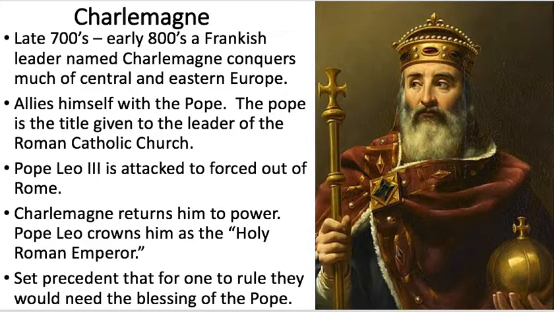And not every Pope was necessarily real popular, and the Pope at the time, Pope Leo III, is attacked by the people of Rome, and they throw him out, frustrated with him. But Charlemagne basically returns him back to Rome, returns him back to the Vatican, returns him to power. And in exchange for doing that, the Pope crowns Charlemagne as the Holy Roman Emperor.